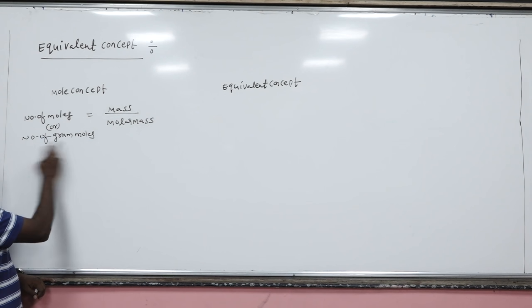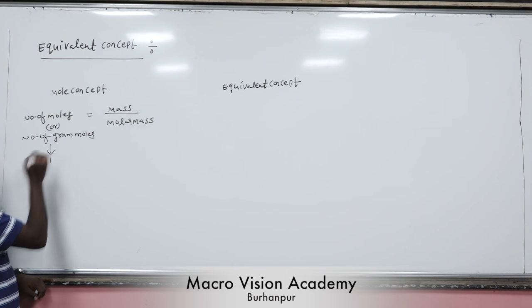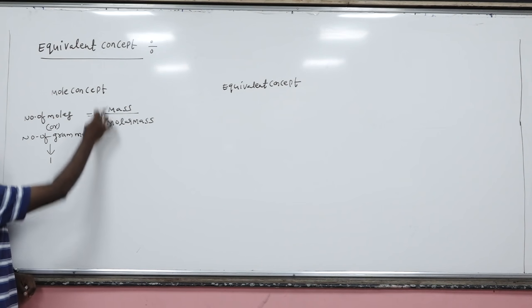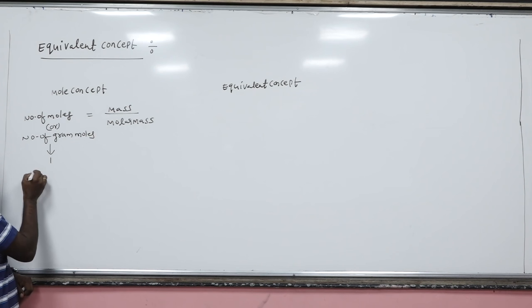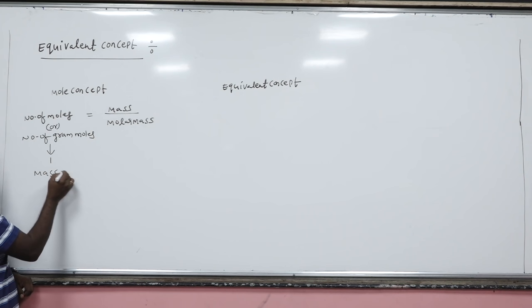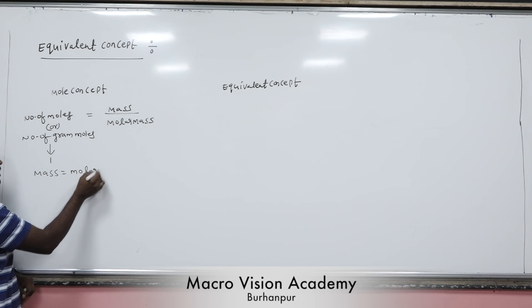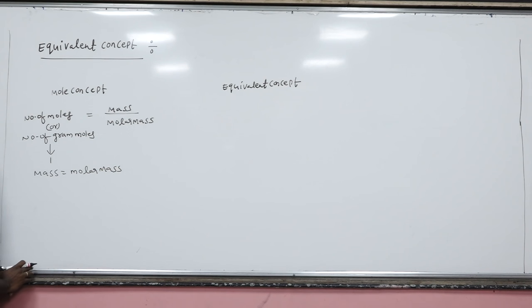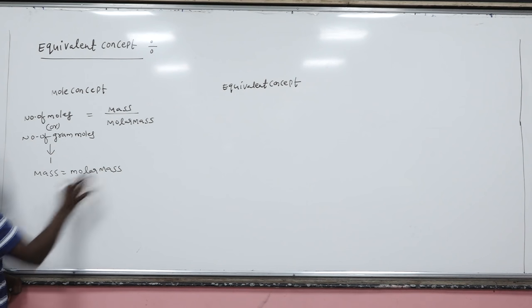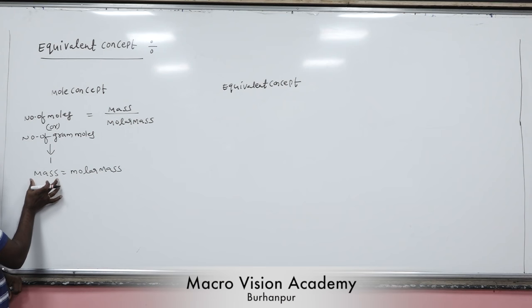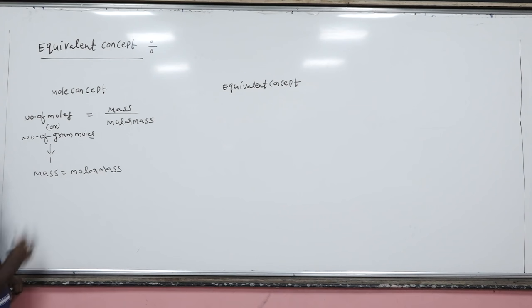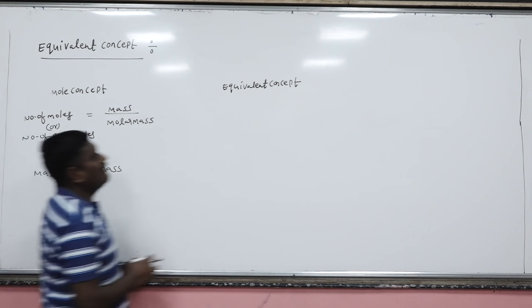Let's suppose the number of gram moles equal to 1. Then what about the relation between mass and molar mass? Mass is equal to molar mass. Now, for 1 mole of a substance, the mass is always equal to its molar mass. Now come to equivalent concept.